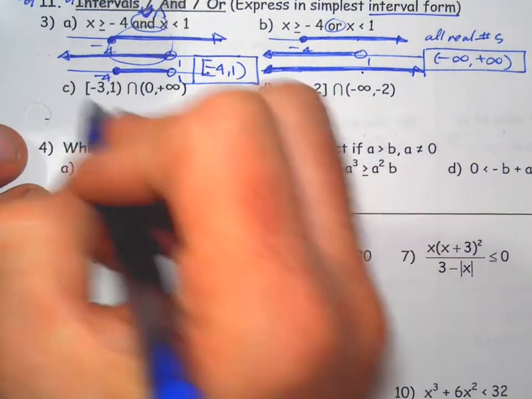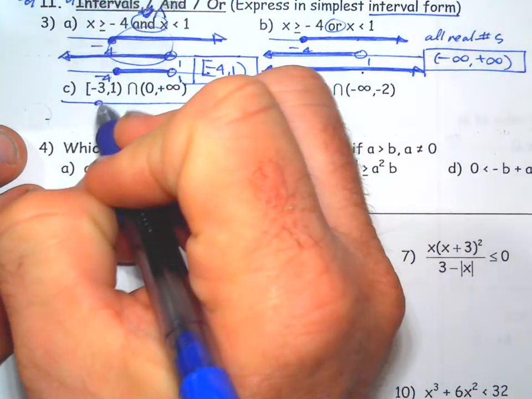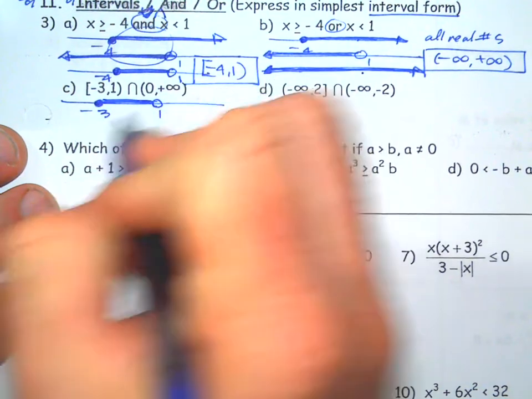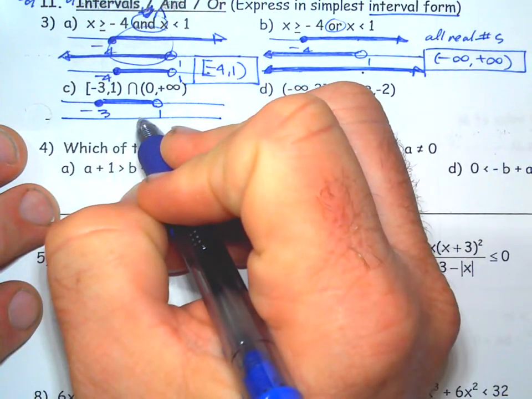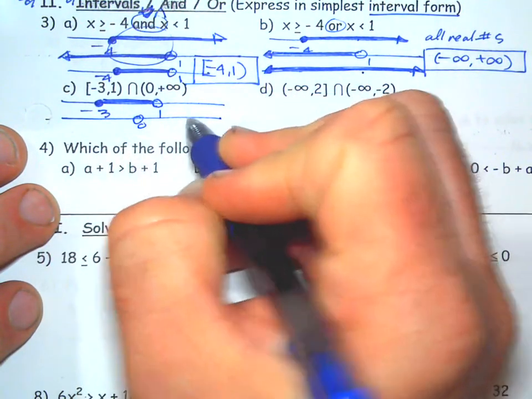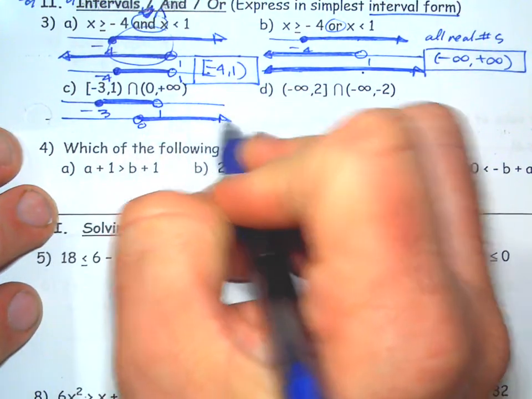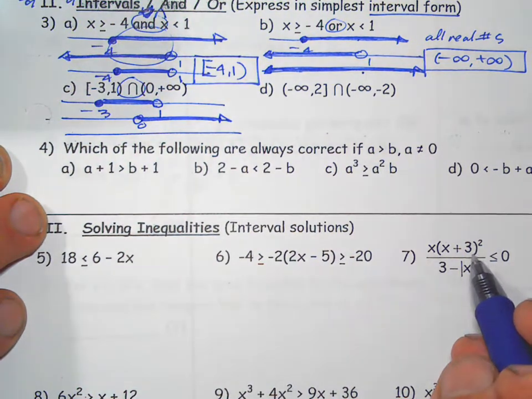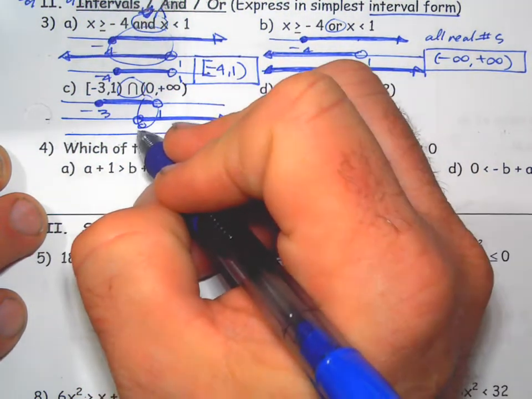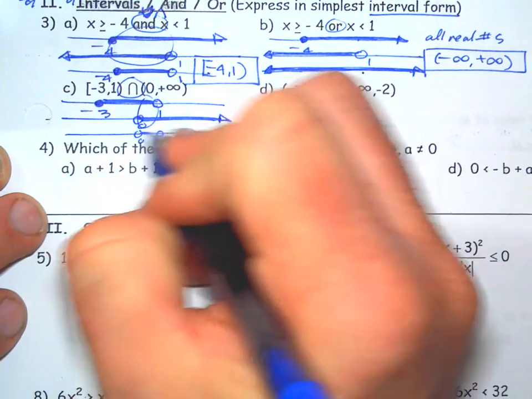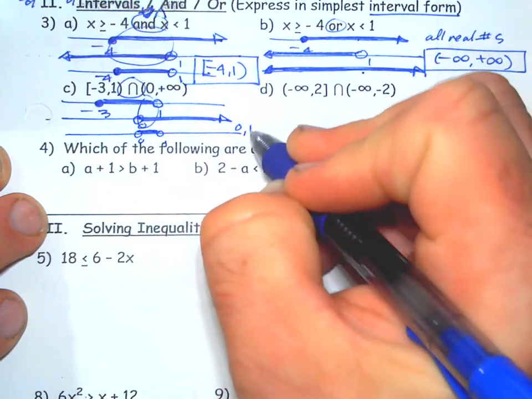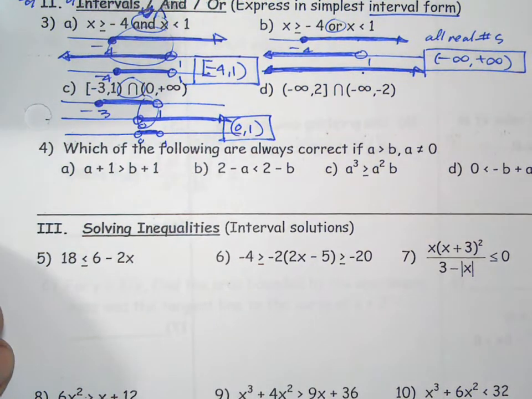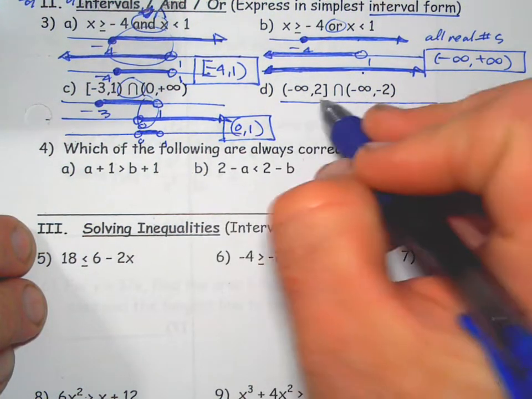Okay, next one. Solid dot -3, open dot 1. The other one is an open dot at 0, and then to the right forever. And it's an intersection, so that means they both have to be true. It's the same as and, so it's going to be 0 to 1. So your answer is 0 to 1, parentheses. That's it. Okay, next one.